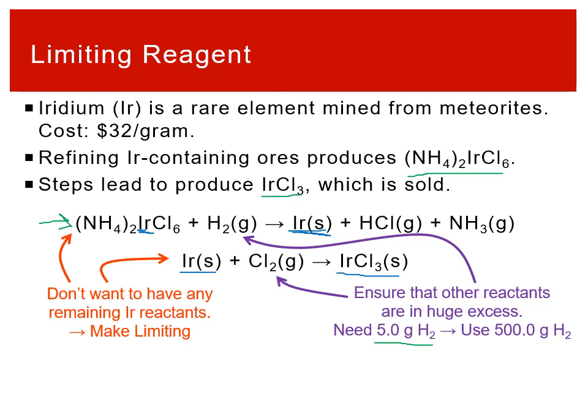Just use a ton of this other reactant to ensure that you don't have leftover unreacted iridium in any of your reactants, because that would just be waste. You want to maximize as much of this as possible. You want all of that product, because that's what you sell, right? And if you have unreacted iridium atoms, those are things you aren't selling, so you're not making money off of them.